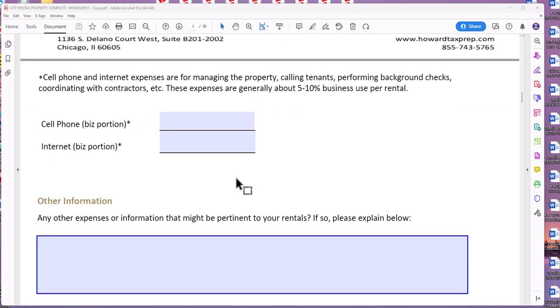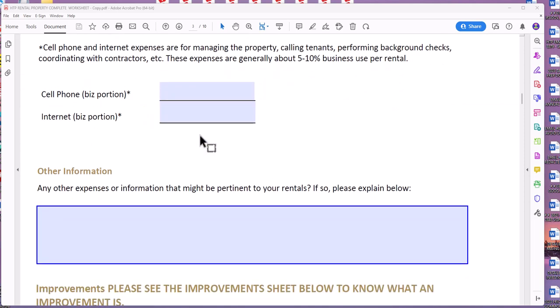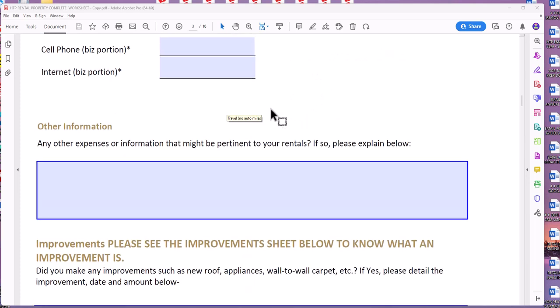Now with your cell phone, if you have a cellular bill for $150 a month and you may make 2 or 3 calls to your tenants, you know that you can't take 100% of the cell phone bill just because you made 3 business calls. So you will put down maybe $10 times 12 months, which will be $120. Same thing with your internet. They're usually 5 to 10% business for cellular phone and internet.